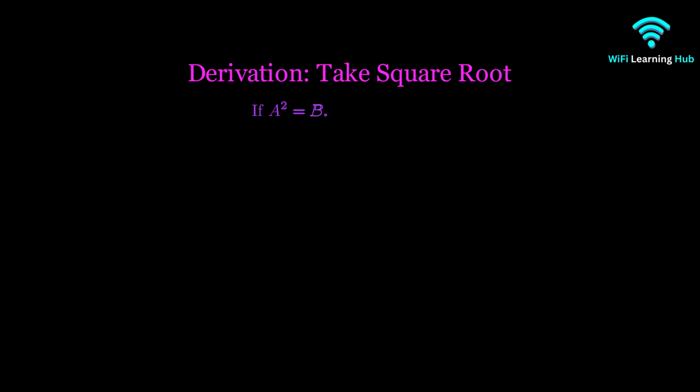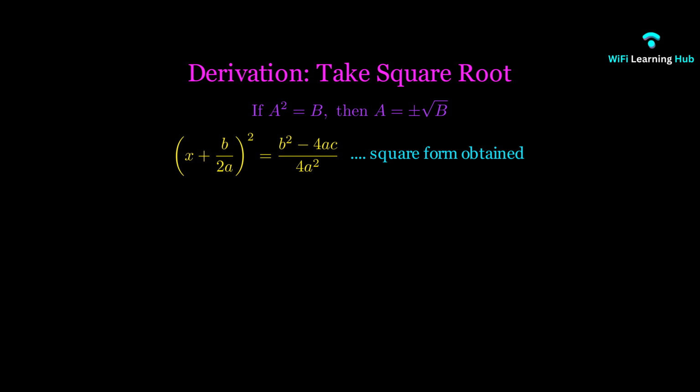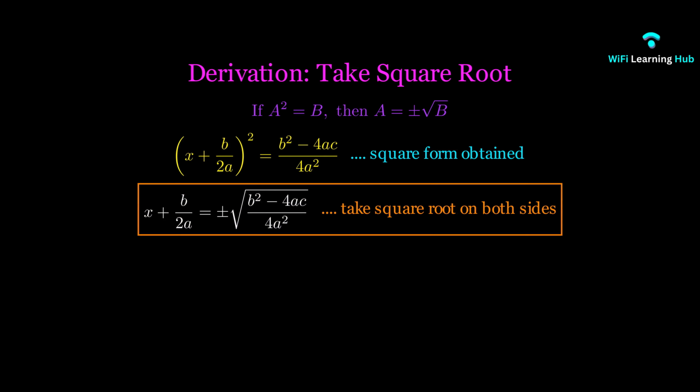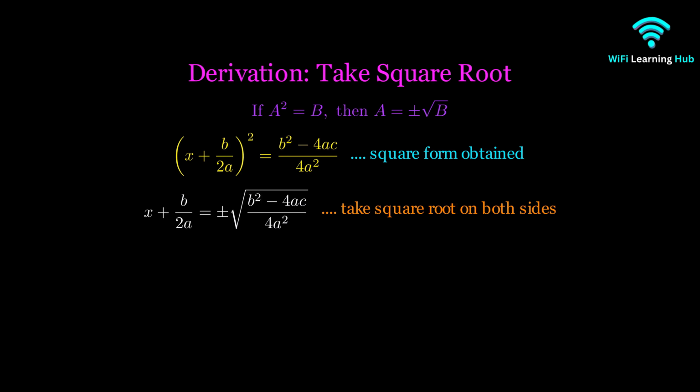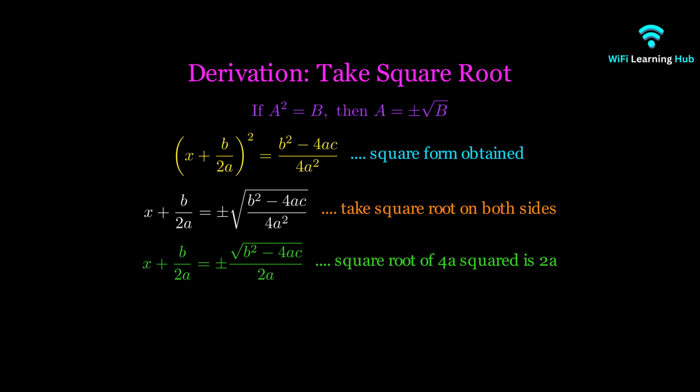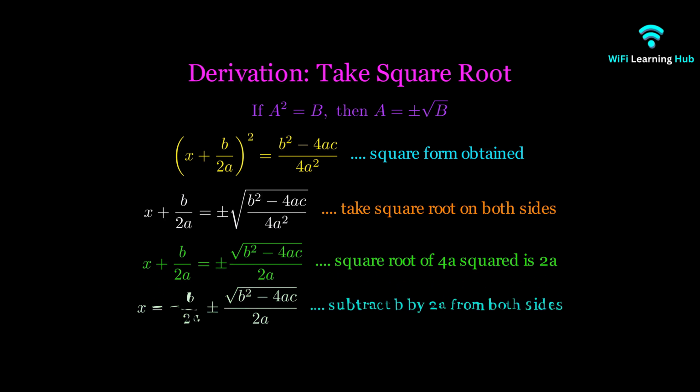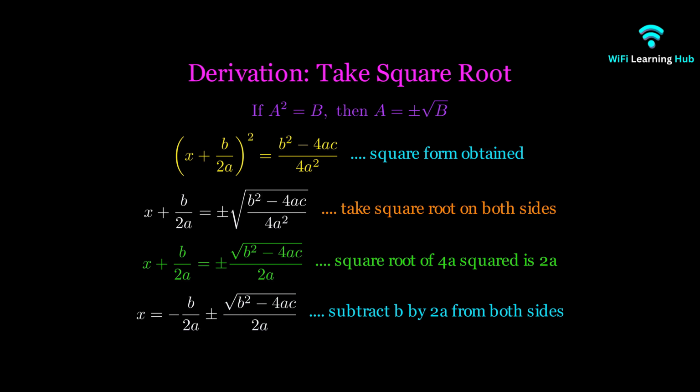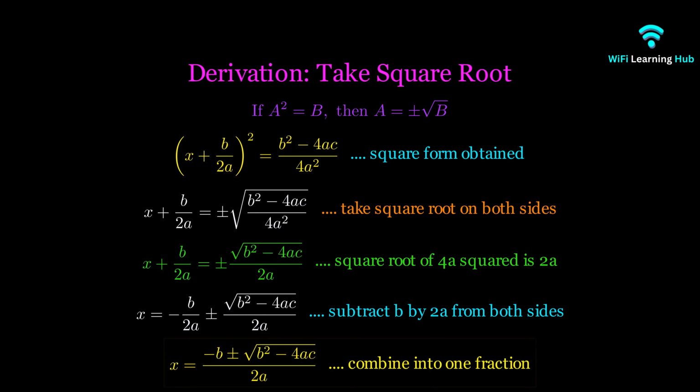Now we take square root on both sides. We use this rule. Start with the square form obtained in the previous step. Taking square root gives plus or minus square root of the right side. Square root of 4a squared is 2a, so the right side simplifies. Now subtract b by 2a from both sides. Finally combine the two fractions. This gives the quadratic formula.